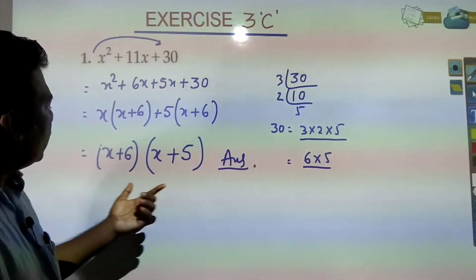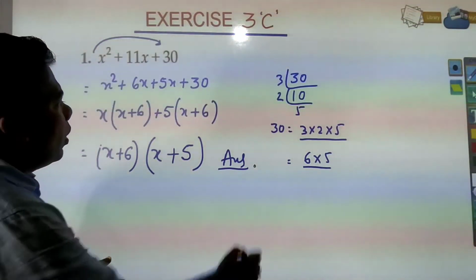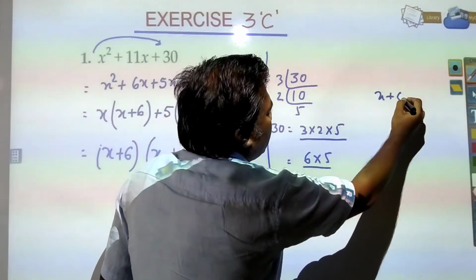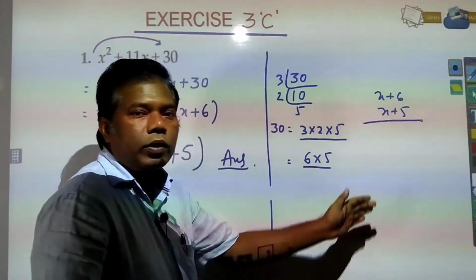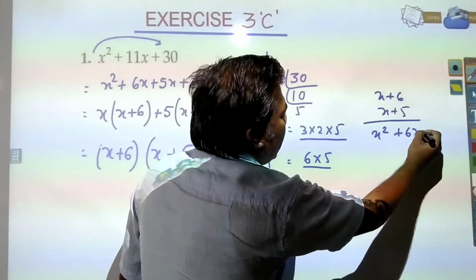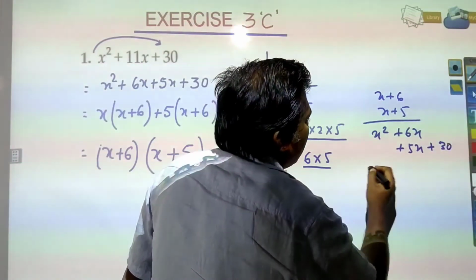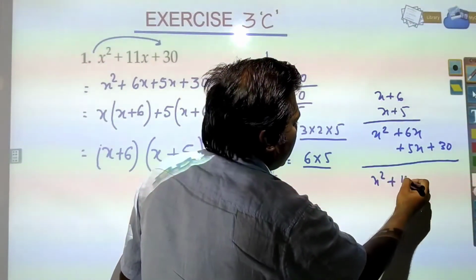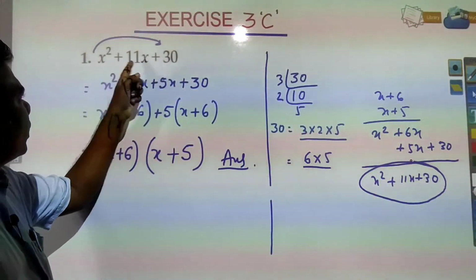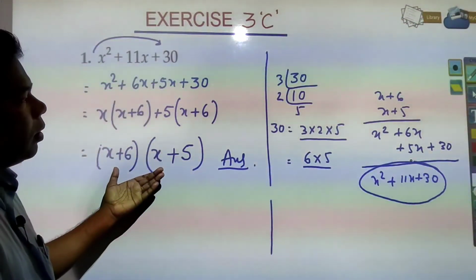Two factors you have got, x plus 6 and x plus 5. If you want to check whether your answer is correct or not, that also can be done. Just multiply x plus 6 and x plus 5. x into x is x square, x into 6 is 6x, 5 into x is 5x, and 5 6s are 30. You add this, and you get x square plus 11x plus 30. It means that multiplying these factors gives the given expression, so your answer is correct. In this way you can check your answer also.